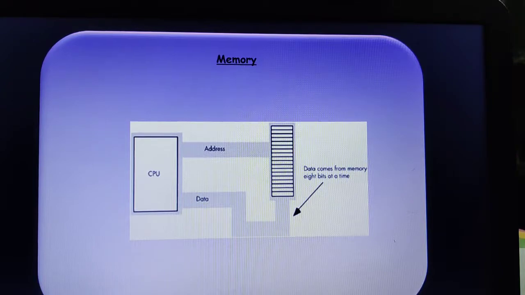I hope you are now able to clearly understand the usage of the bus and the different kinds of bus we are using.